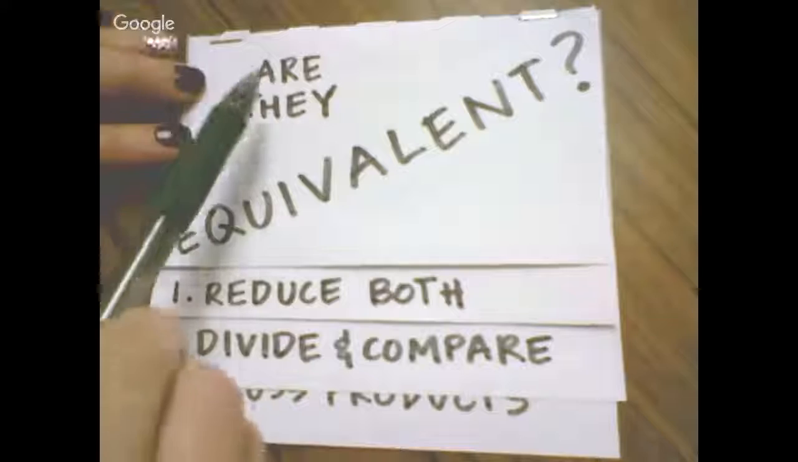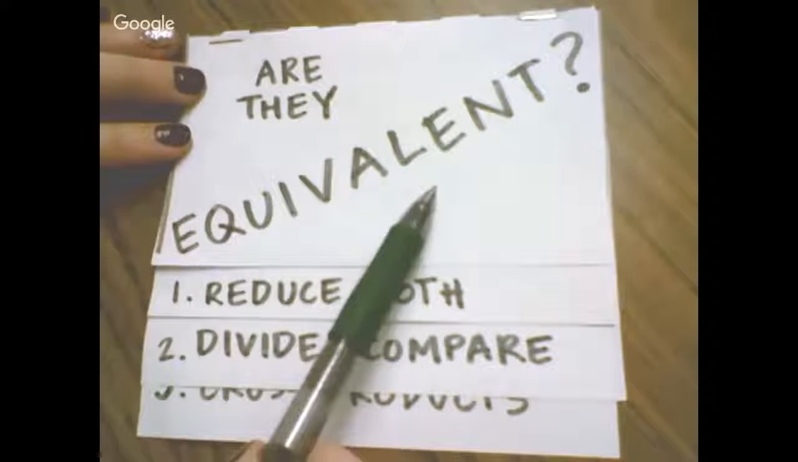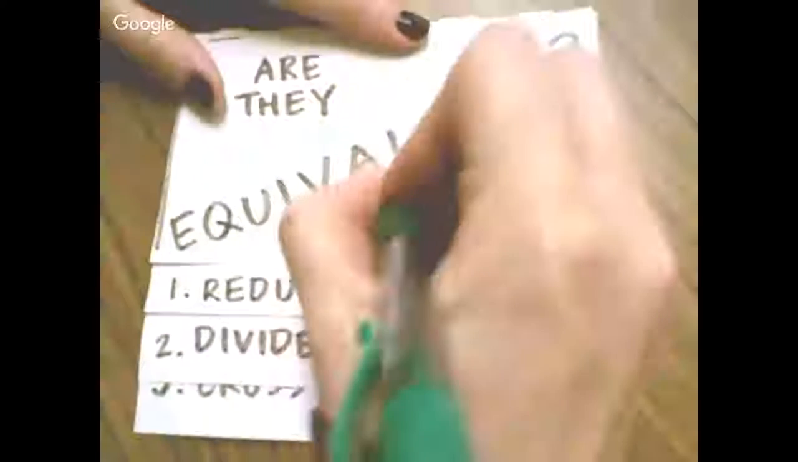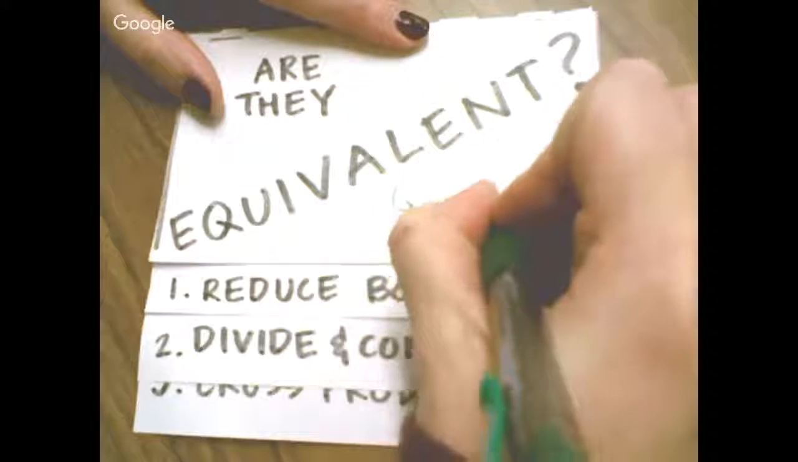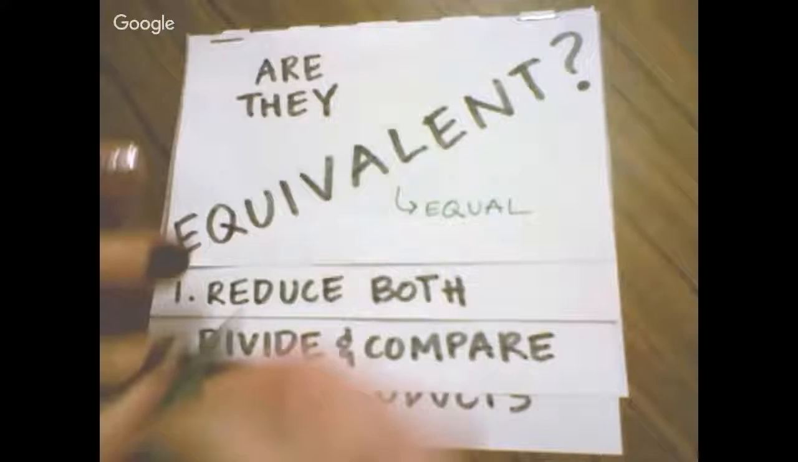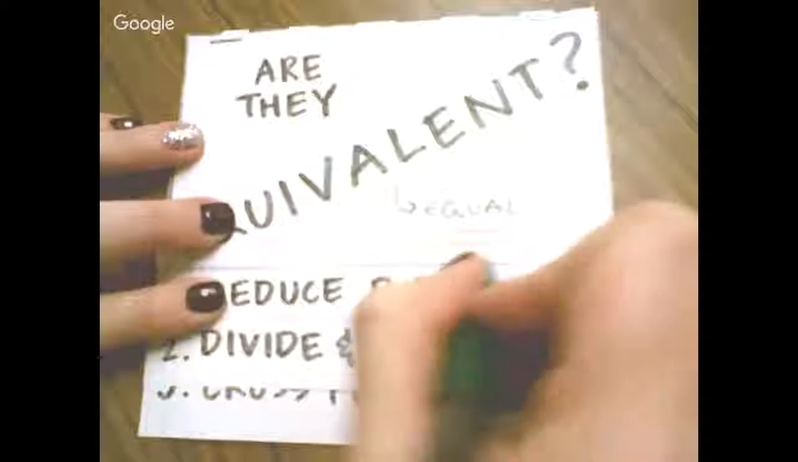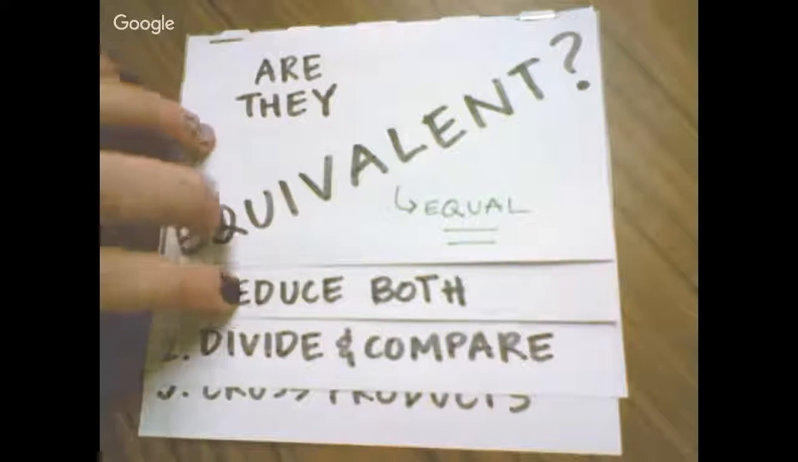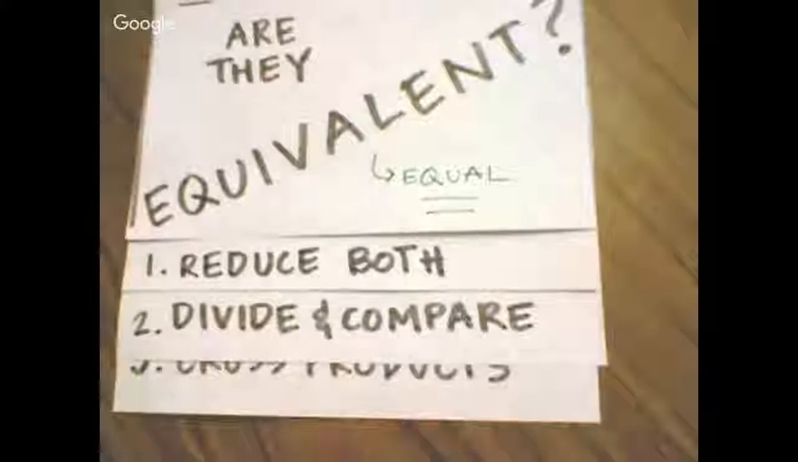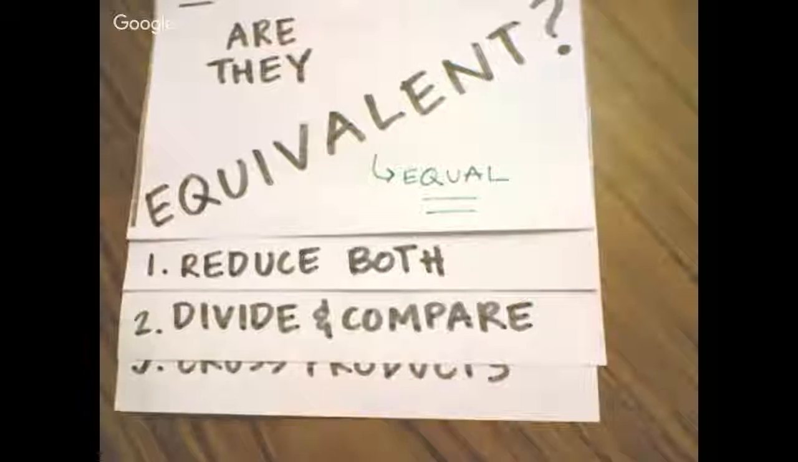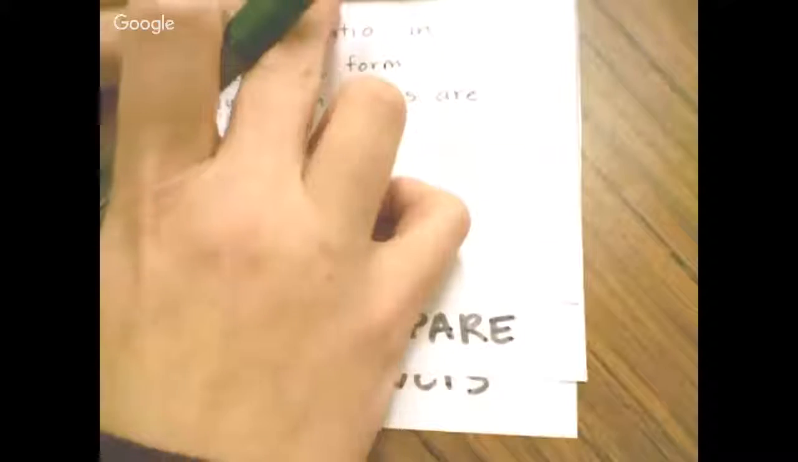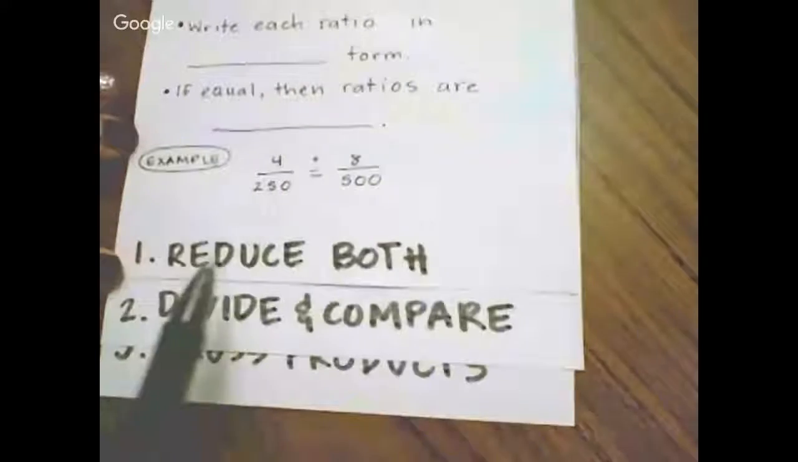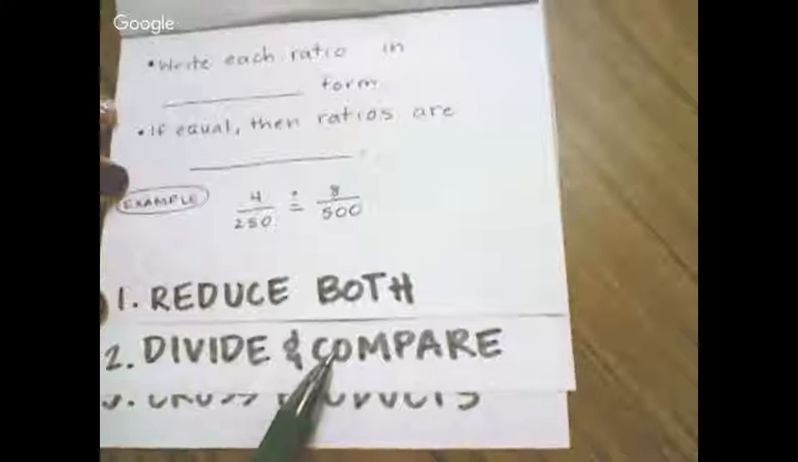So we're trying to determine, are they equivalent? Which this just means, are they equal? Okay, are they equal? So there are 3 different ways to determine if 2 ratios or 2 fractions are equivalent. The first way is to reduce both.